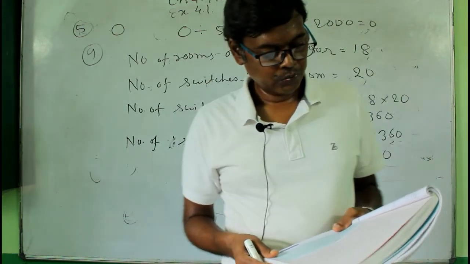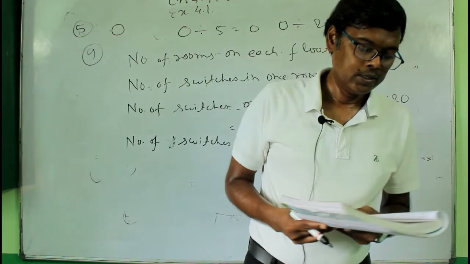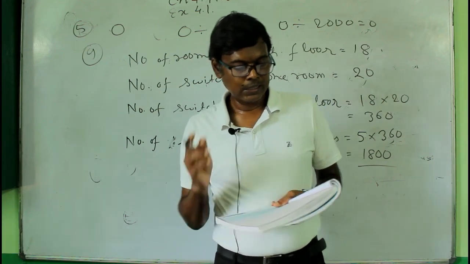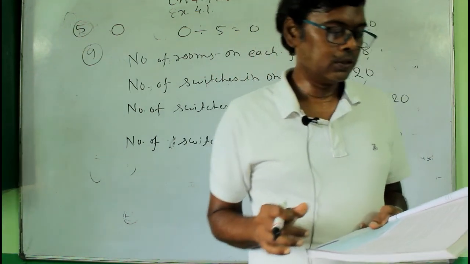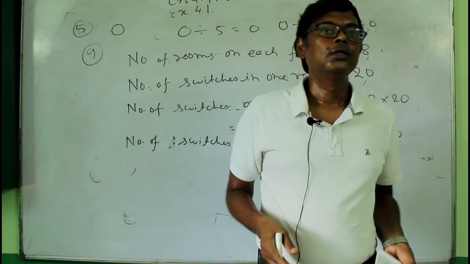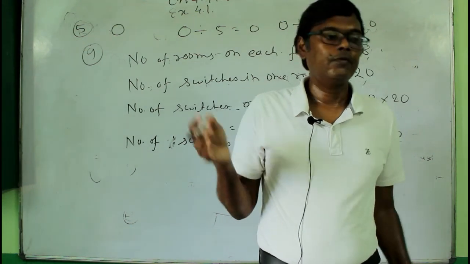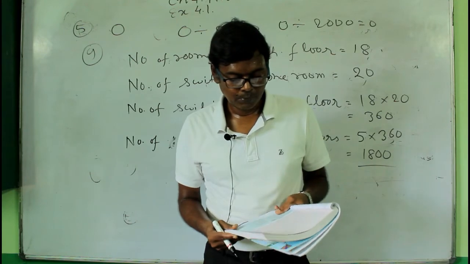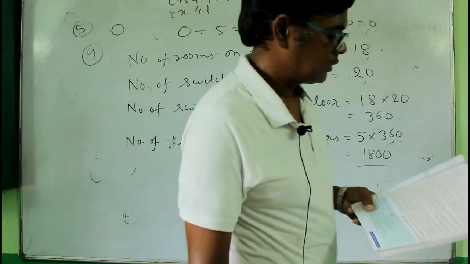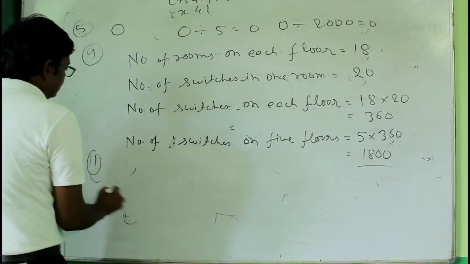So now question number 11. In a book there is a puzzle after every 8 pages. Okay, there is a book. In that book there is one puzzle after every 8 pages, and the total number of pages in the book is 176. Then how many puzzles are there in the book? So in this you will divide.